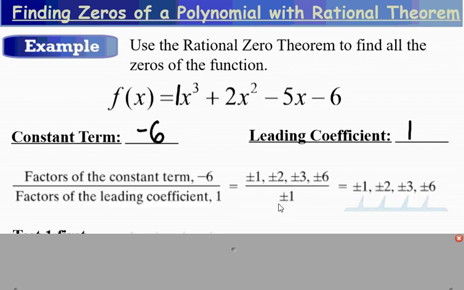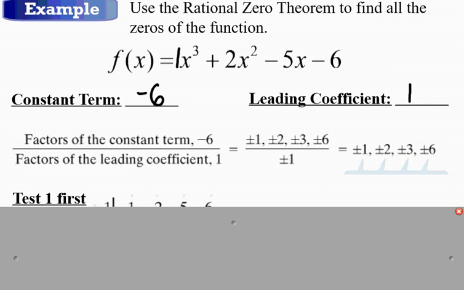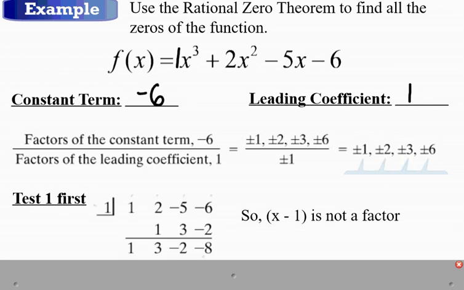Well, the nice part about dividing by 1 is really I just need to care about the top parts, because if you divide by 1, you just get the original result back. So it must be a positive or -1, a positive or -2, a positive or -3, or a positive or -6. So instead of checking infinite numbers, I've now narrowed my list down to 8, right? So now we go testing. So maybe I test 1 first. If I test 1 first, I would do synthetic division.